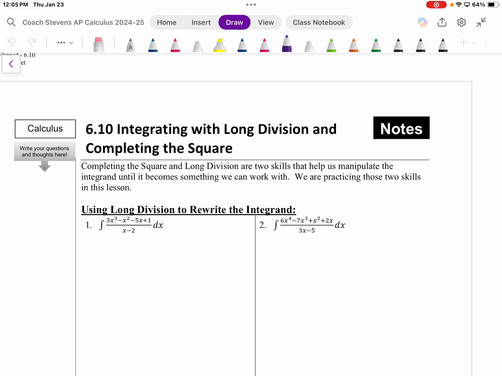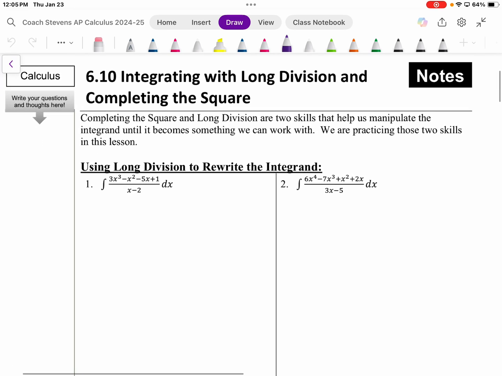All right, so here we're doing integrating with long division and completing the square. And again, the reason why we're doing this is to try to help us simplify the problem a little bit more so that we can do the integration easily, maybe get it to a point where then we can truly use U substitution.